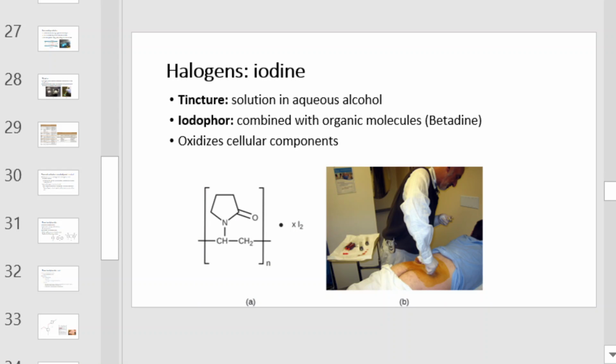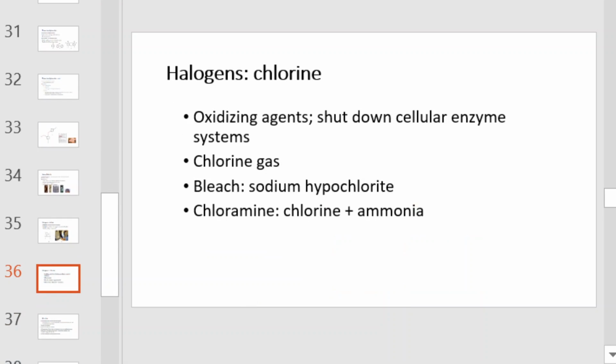Halogens. Halogens include liquids such as iodine. Tincture is a solution in aqueous alcohol, and iodophore is a combination with organic molecules, like what we find in Betadine. Iodine oxidizes cellular components to achieve the reduction in microbial growth that we desire. Chlorine.